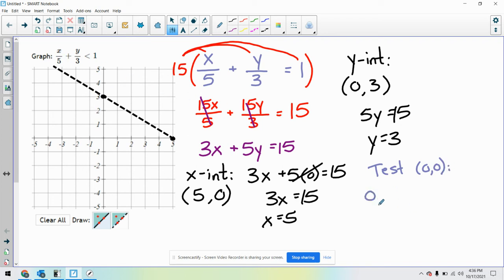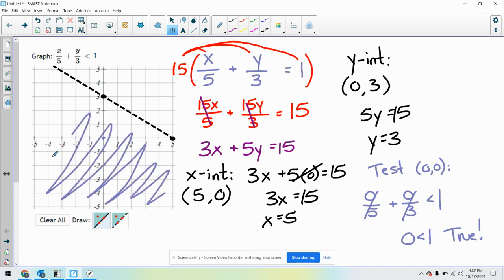I get 0 divided by 5 plus 0 divided by 3. Is that less than 1? Well, 0 over 5 is 0. 0 over 3 is 0. I'm left with 0 is less than 1. This is a true statement. So that means when I plug in the origin, I get a true statement. So this must be the correct side of the line for my inequality, the points underneath the line. So if 0, 0 works, I'm going to shade the 0, 0 side. So my answer is going to look like this.